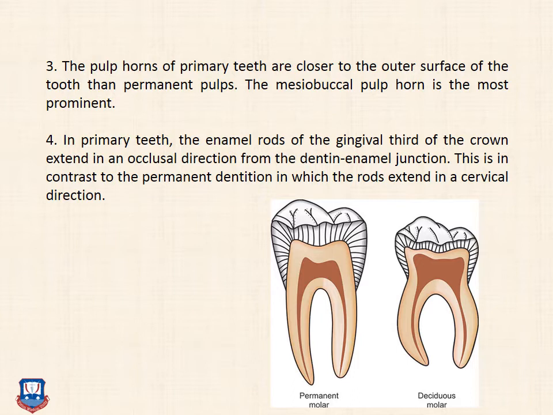So in primary teeth, the enamel rods of the gingival third of the crown extend occlusally from the DEJ, while in the permanent teeth the enamel rods extend in a cervical direction. So in the primary teeth it extends in the occlusal direction, while in the permanent teeth it extends gingivally, or in the cervical direction.